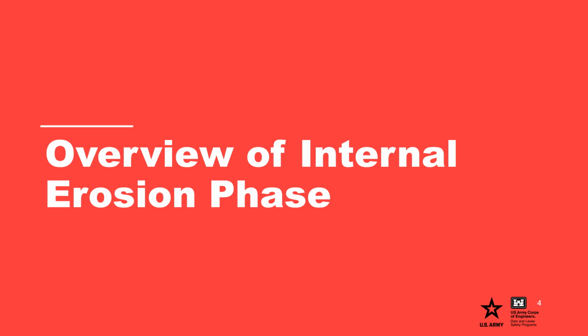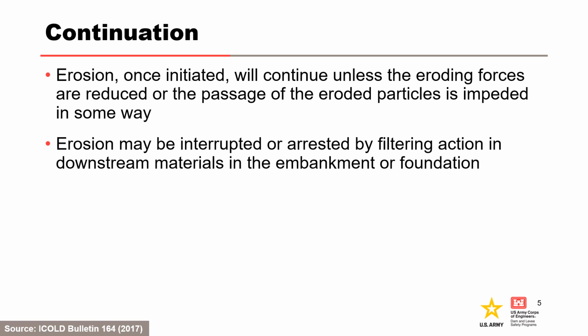With that, we'll move on to our first topic of discussion, an overview of the internal erosion phase of continuation. Continuation is the second phase of internal erosion. Once erosion is initiated, it will continue unless the eroding forces are reduced or the passage of the eroded particles is impeded in some way. Thus, erosion may be interrupted or arrested by filtering action in downstream materials in the embankment or foundation.